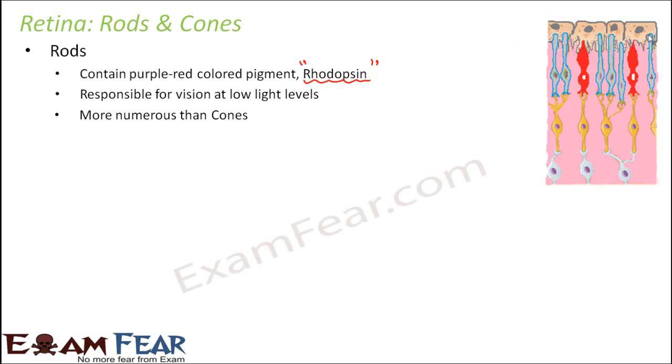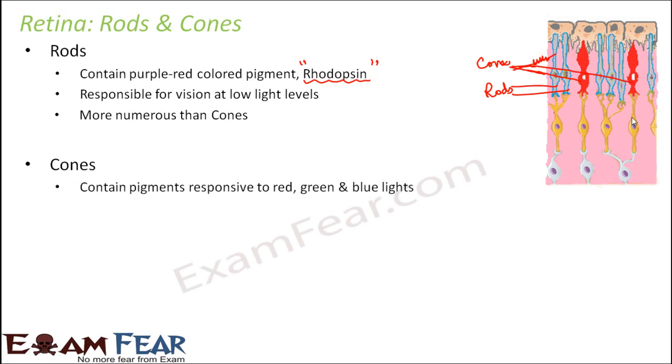If you look at this structure, this is the internal structure of the retina. Here the blue colored cells which you see are the rods, whereas the red colored cells which you see are the cones. It's not this one. The red ones are the cones and the blue ones are the rods. You can see that the blue ones are more than the red ones.